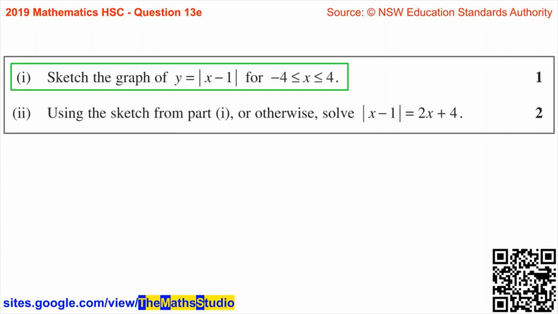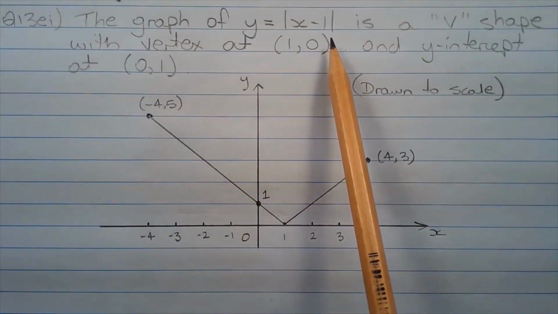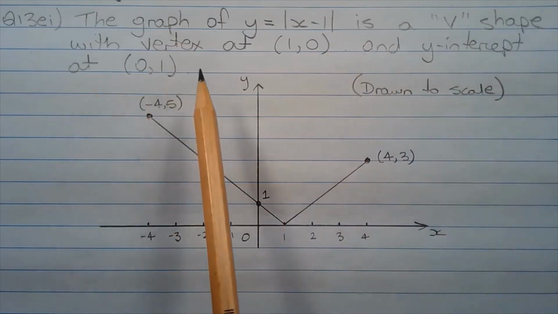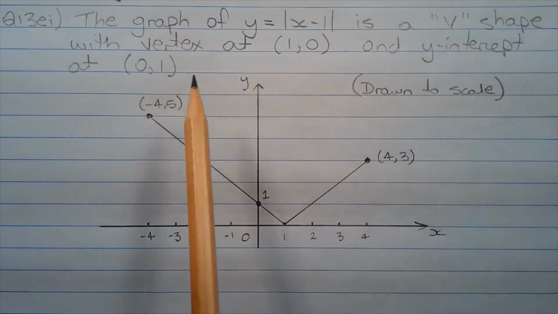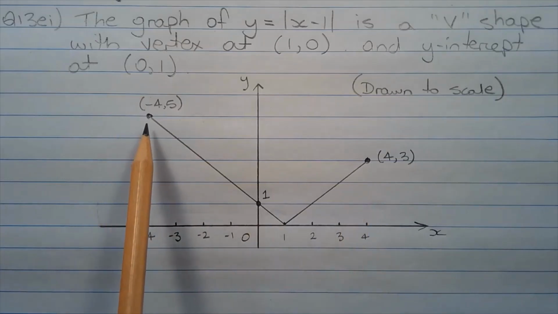Question 13e, Part 1. Sketch the graph of y equals the absolute value of x minus 1 for x greater than or equal to negative 4 and less than or equal to 4. The graph of y equals the absolute value of x minus 1 is a V-shape with vertex at 1, 0 and y-intercept at 0, 1. Here is a sketch of the graph drawn to scale. Note the location of the vertex, the y-intercept, and the endpoints, negative 4, 5 and 4, 3.